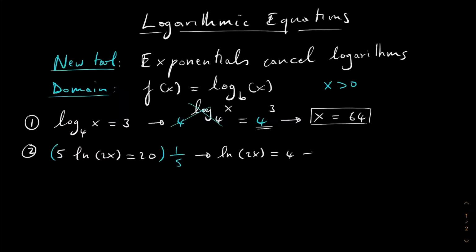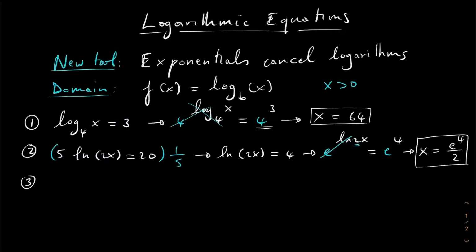Now that the ln is by itself, I can exponentiate both sides. So I'm going to have e to the power of ln of 2x equals e to the power of 4. And so e and ln cancel each other out. Now you can divide both sides by 2 to get rid of the 2 next to the x, and what you're going to get at the end is x equals e to the power of 4 divided by 2. As you can see, if you plug this x value into our ln, because the x value is positive, the ln will be holding a positive number, and so this answer is good.